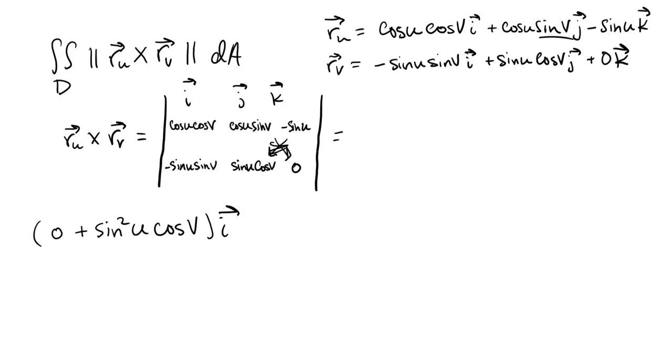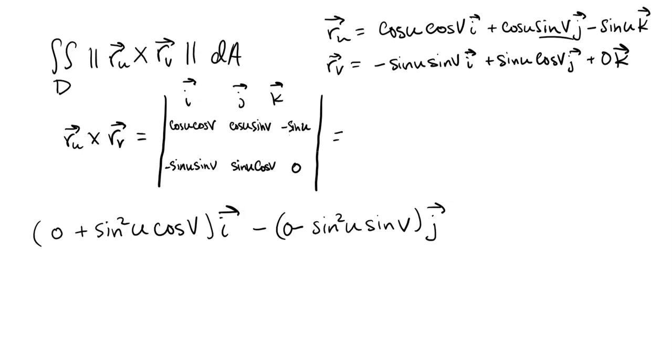And then for j, we're going to take this outer determinant, so we cross off that middle row and top column. We end up with minus cosine u cosine v times 0, which is just 0, and then minus a negative times a negative, so we still get a negative: sine u times sine u sine v, so negative sine squared u sine v, all times j.